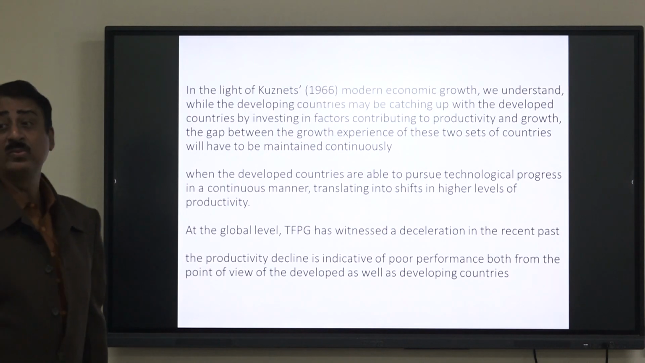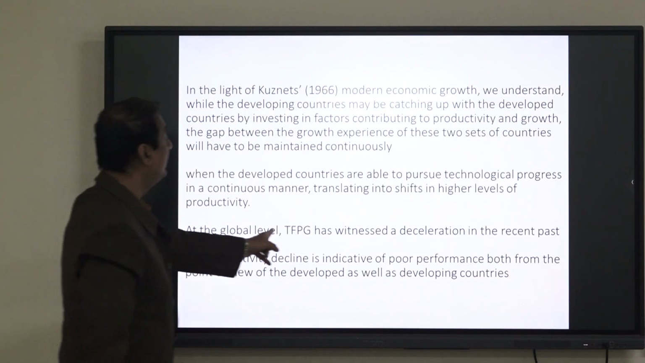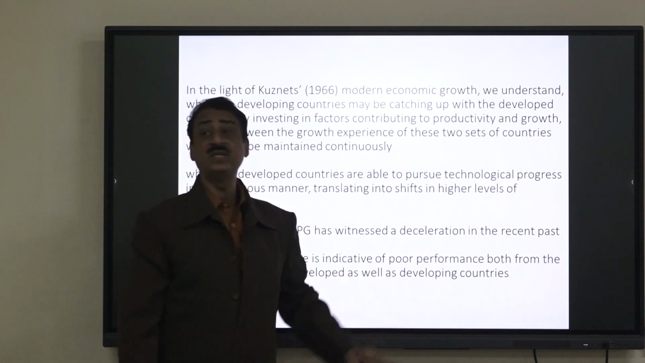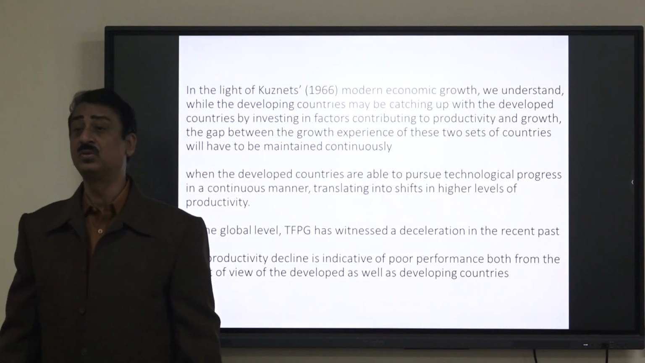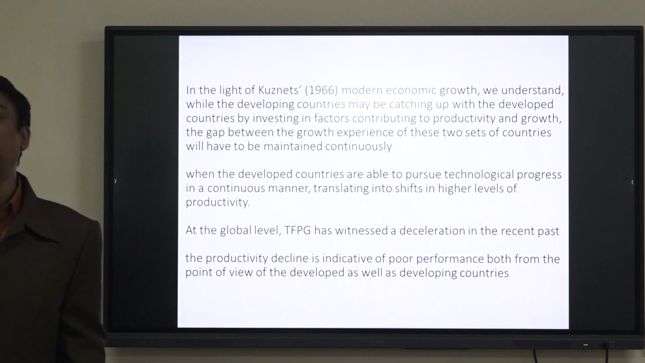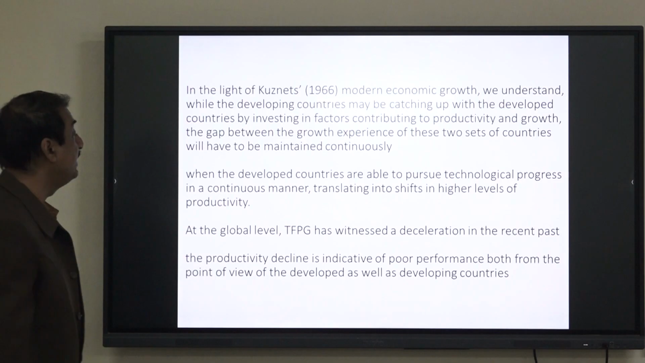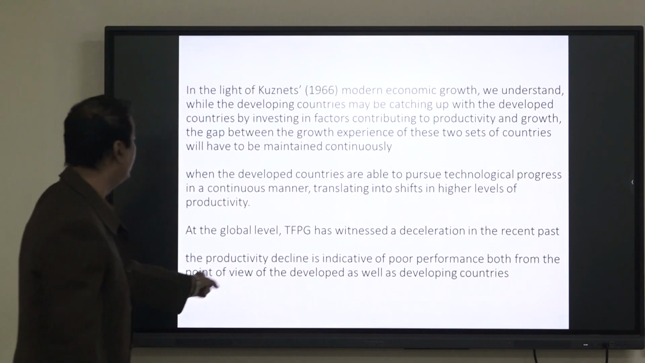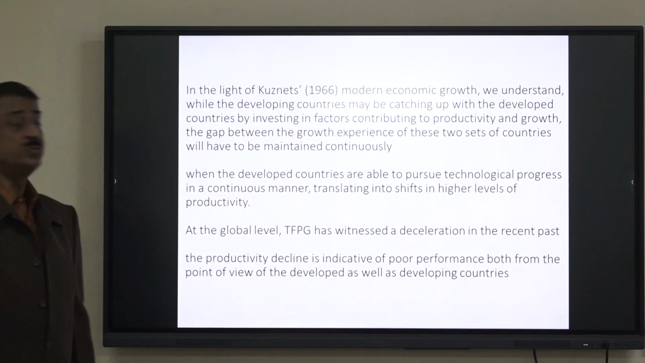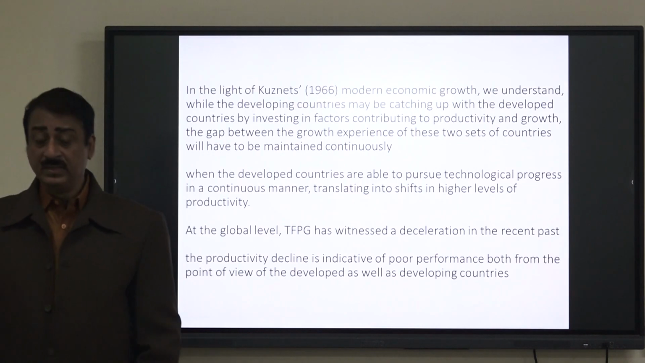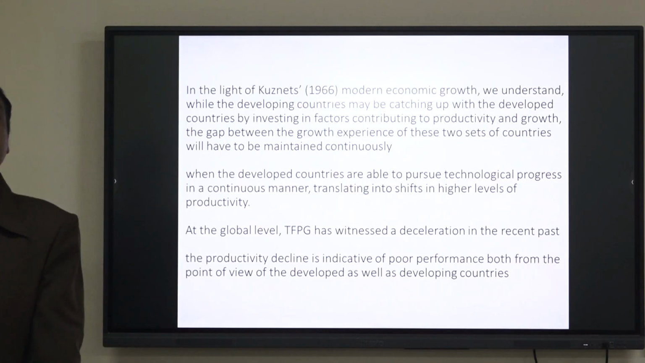But right now, we are able to see at the global level, TFPG has witnessed a deceleration in the recent past. Total factor productivity growth at the global level has been declining. So that becomes a major question: why is it not improving at the global level? The productivity decline is indicative of poor performance from the point of view of both the developed as well as developing countries. The developed countries are not able to innovate more and more.